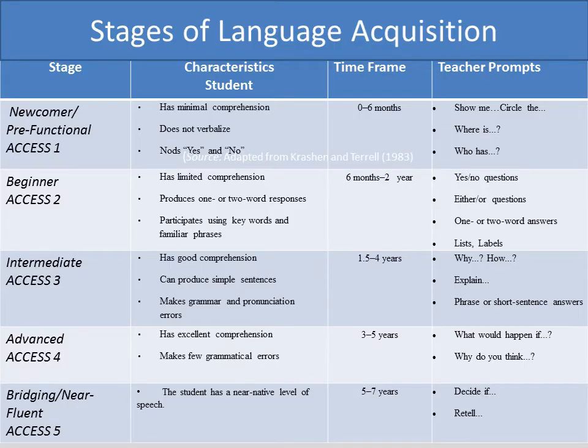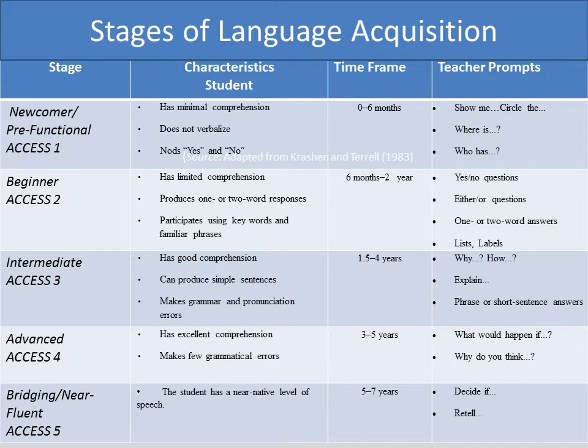So this obviously is a very complicated chart, but we're going to use it just to give you a basic overview of the different stages of language acquisition. So if you look down the first column on the left, you'll see the different stages from numbers 1 through 5. The numbers 1 through 5 correlate with the ACCESS test that's given every spring to tell us the level of a student's English. Level 1 is what we call a newcomer or a pre-functional student.